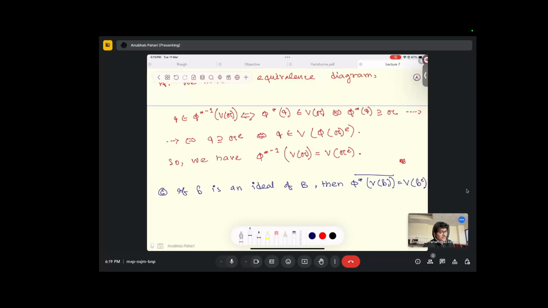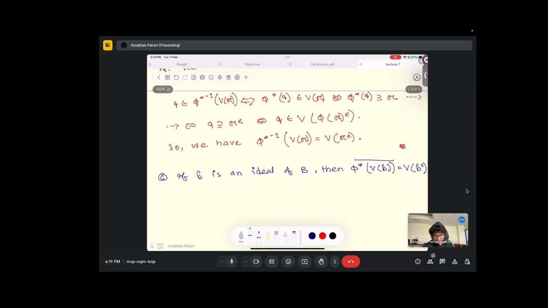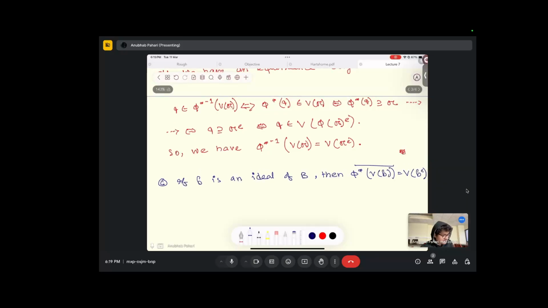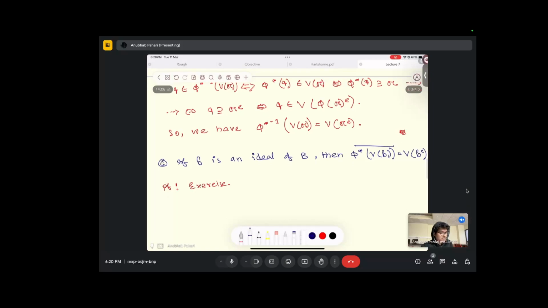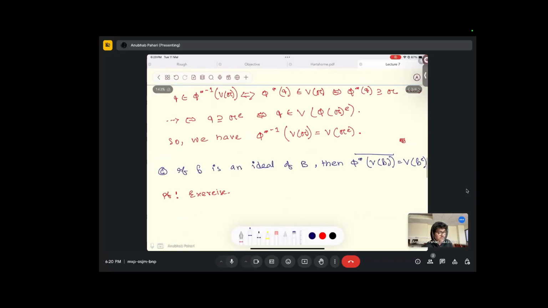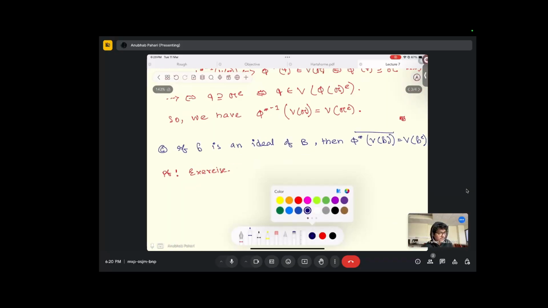So yeah, I can give this as an exercise, because if you just go linearly as the previous one, then you will see that this is also linear as this previous proof.